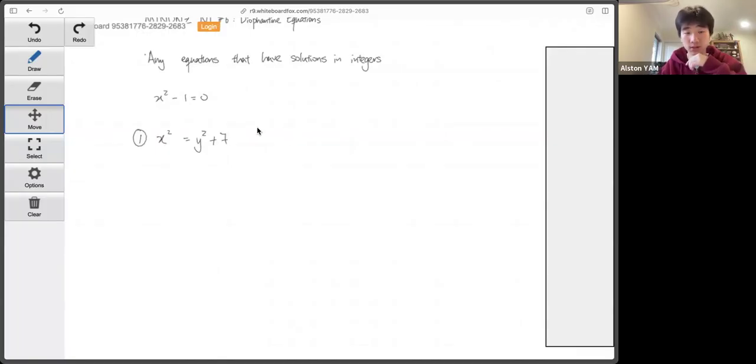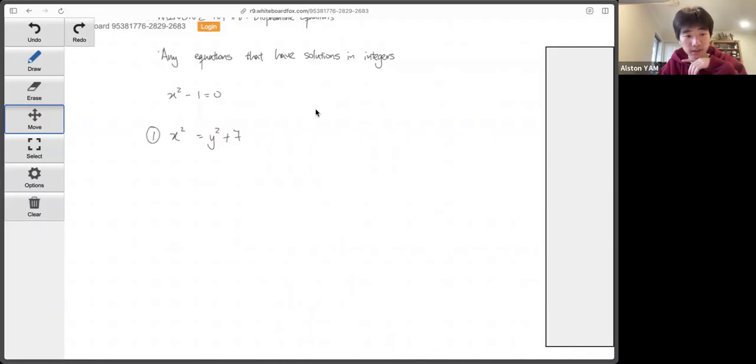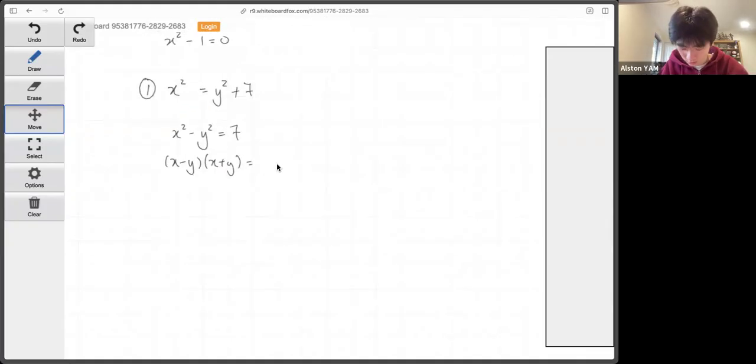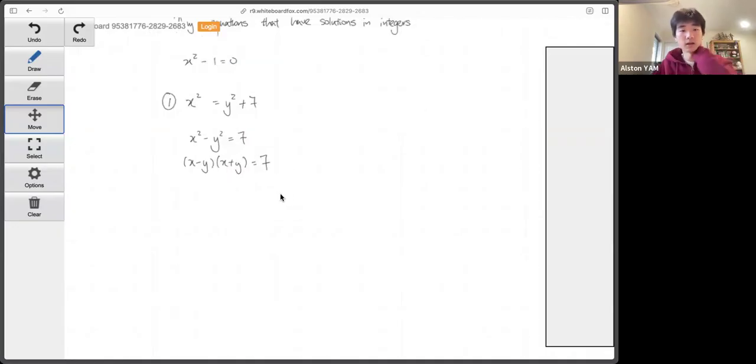That leads me to the first trick to solving these Diophantine equations, and that is to factorize them. We want to factorize them as much as we can. So here we can do some manipulation to get x squared minus y squared is equal to 7. We can factor that as x minus y, x plus y is equal to 7.